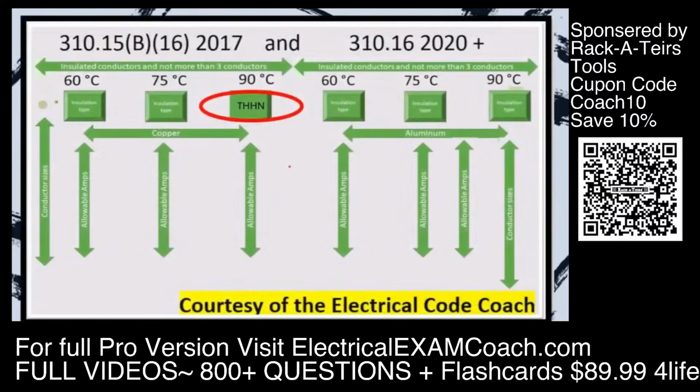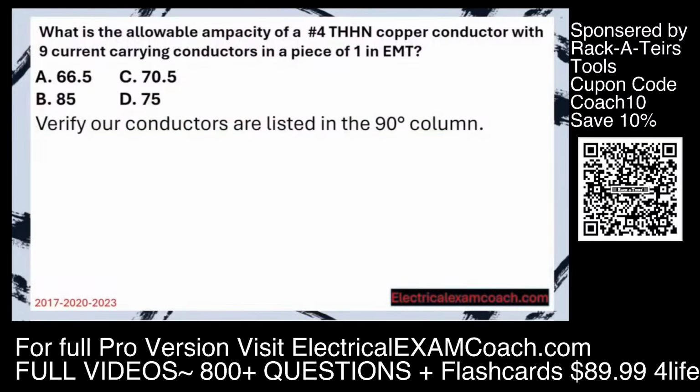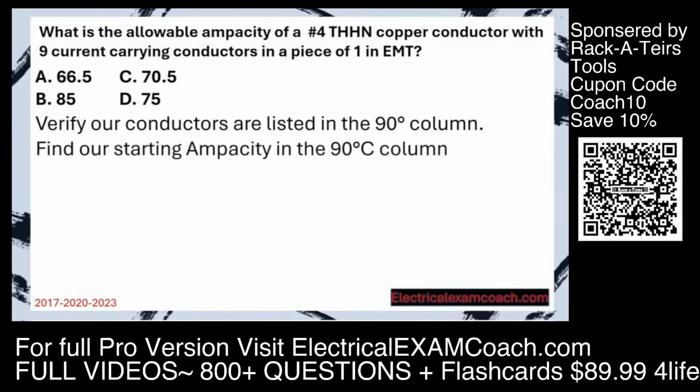We head to our primary ampacity table on the copper side, and we make sure that THHN is listed. If it's not listed there, for the purpose of exam prep, I just want you to go to whatever column that it is listed in and do the math. Now, we're going to find our starting ampacity in the 90-degree C column.